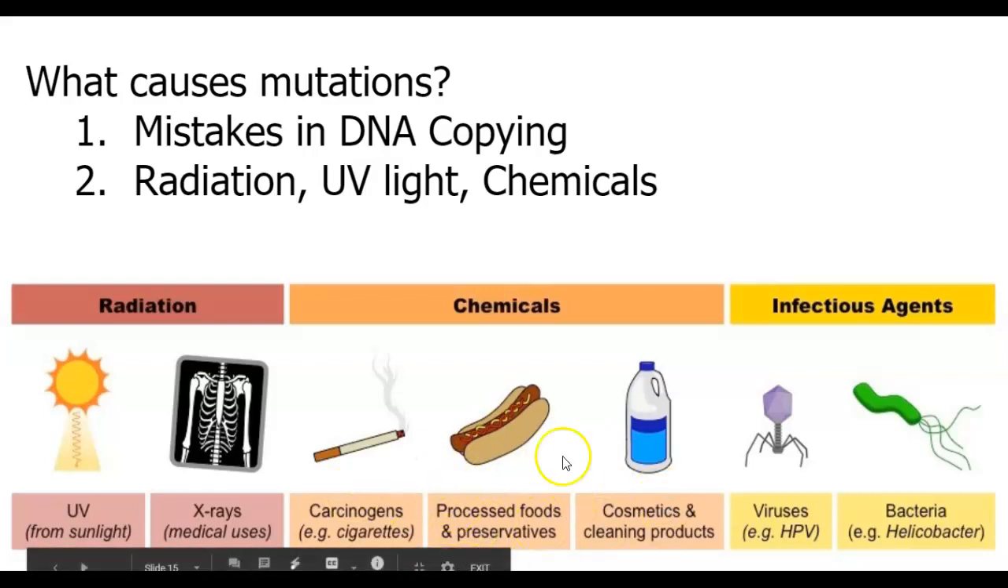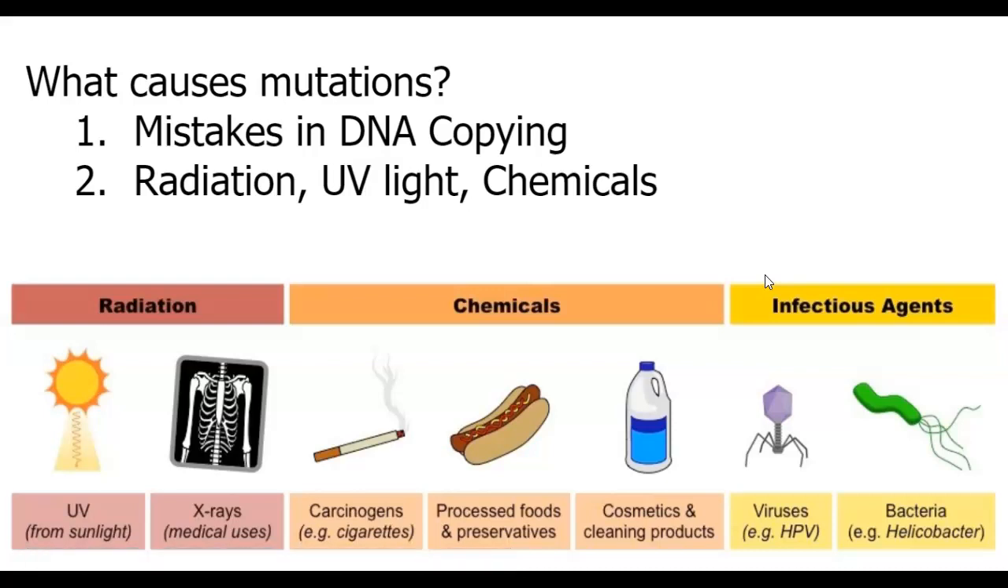Some cleaning products, some preservatives, some viruses, and some bacteria. So lots of different things in our environment can cause mistakes in DNA. Now, most of these mistakes can be fixed by our body. Sometimes they can't, but mutations are something that happens all the time.